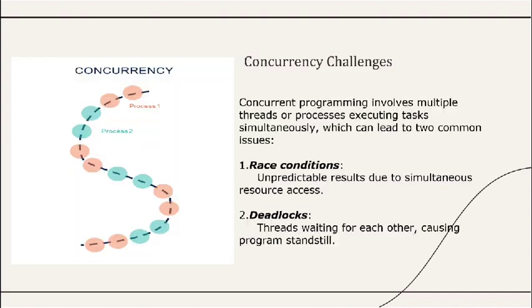Let's see what the concurrency challenges are. Concurrent programming involves multiple threads executing tasks simultaneously, which leads to two common issues. One is race condition and the other is deadlock. The race condition occurs when multiple threads attempt to access and modify a shared resource simultaneously, resulting in unpredictable and undesirable outcomes. For example, one thread might read data while another is in the process of updating it, leading to data corruption. And deadlock occurs when two or more threads are stuck in a state where each is waiting for a resource held by another thread, causing a standstill in program execution.